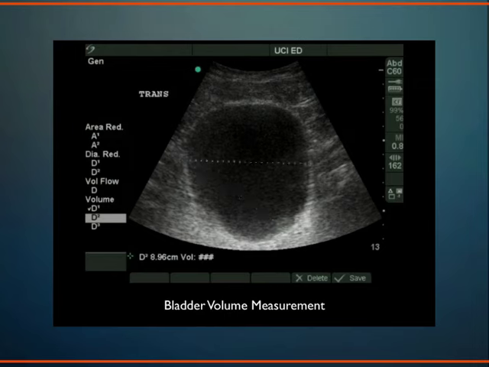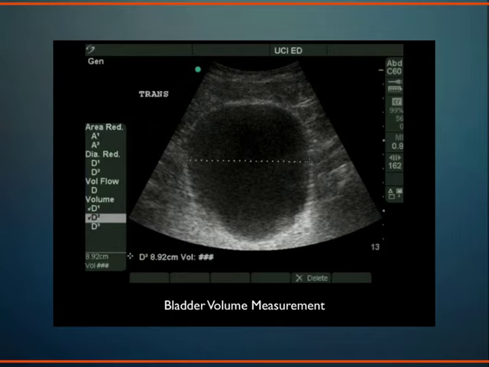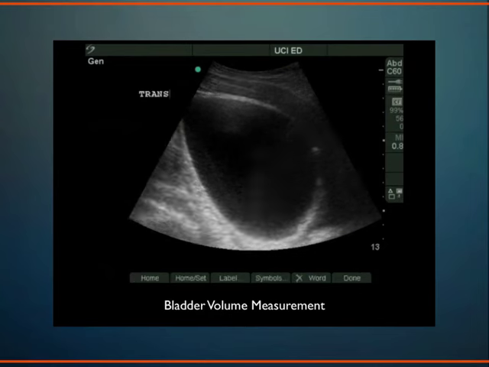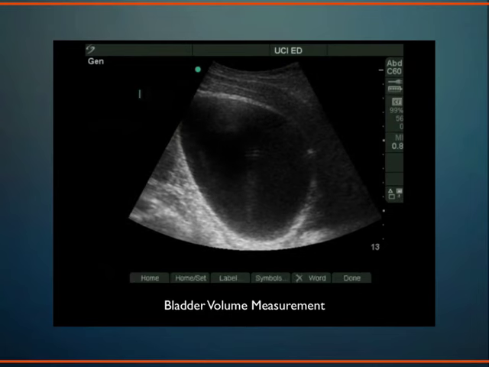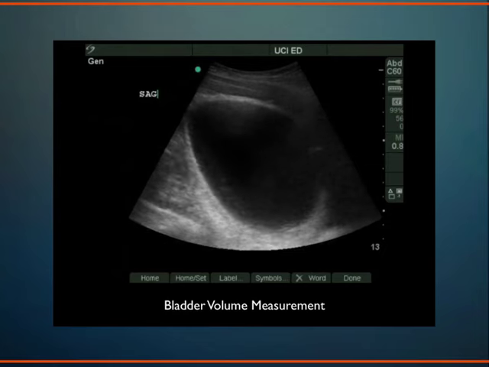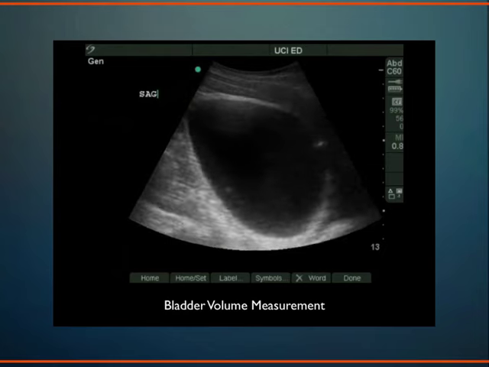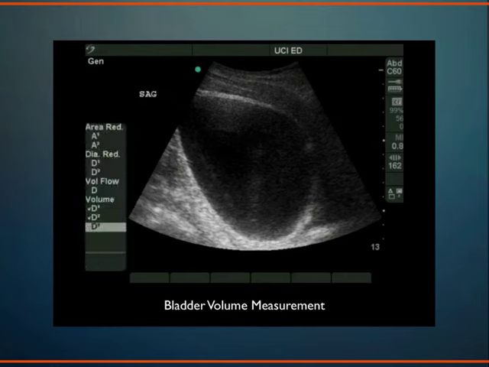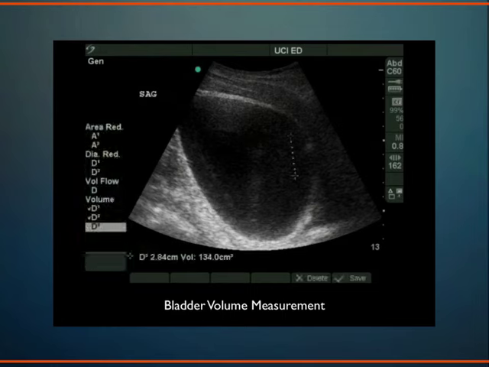So it was the height, and then we got the width, and then we change the plane from transverse. We unfreeze the machine, and we move the probe into a sagittal plane, where now we have the length of the bladder here. So those are the three dimensions: height, width, and length. And you can enter these into some machines, or you can just multiply these values to each other, and you should estimate the bladder volume that way.